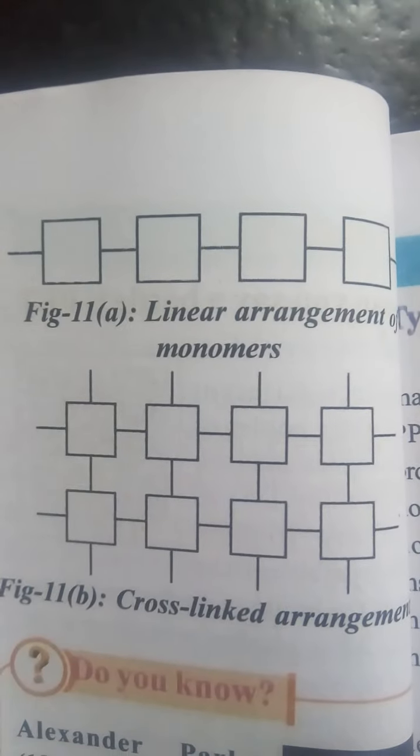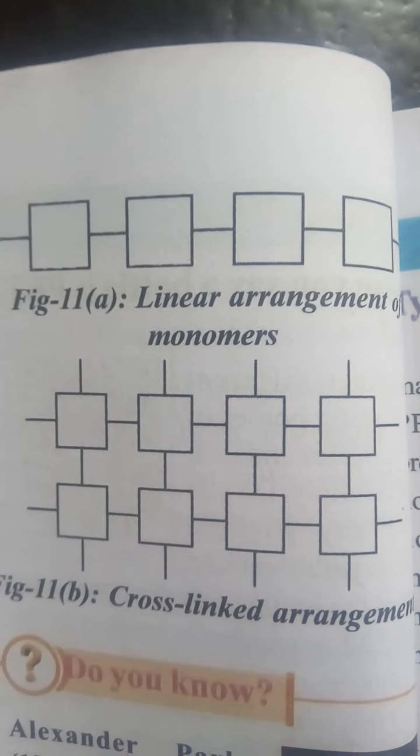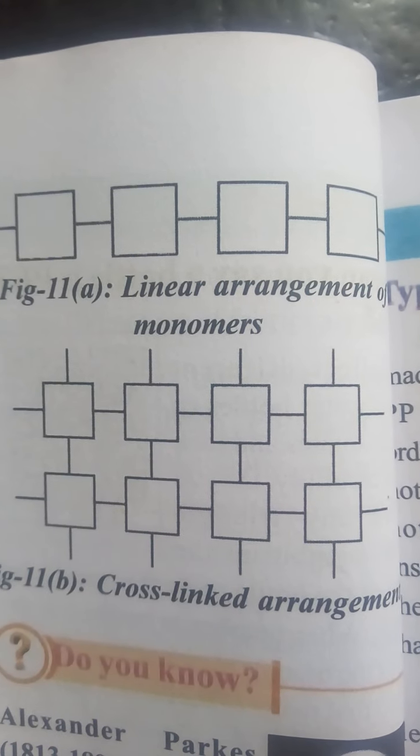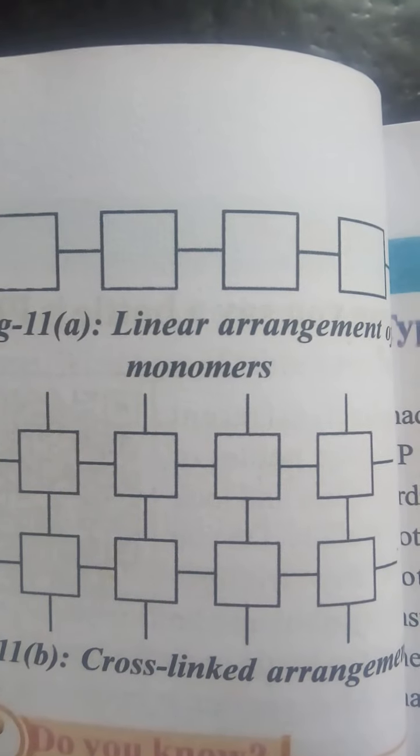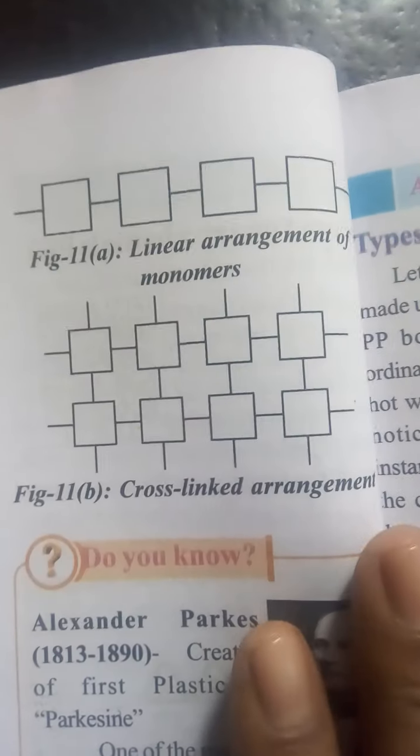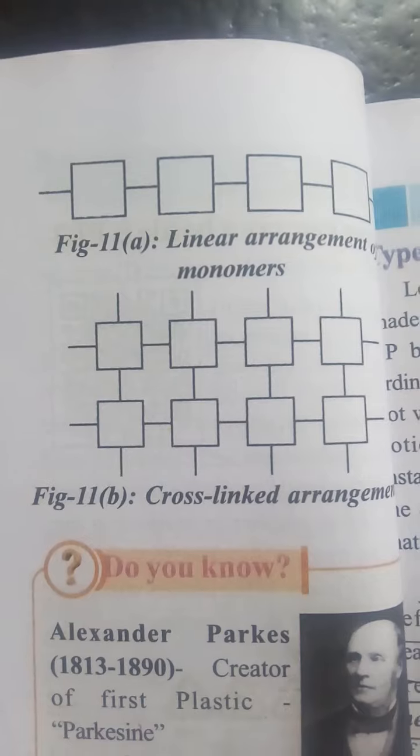See, plastic is also a polymer, like the many synthetic fibers we have studied so far. But the monomers in a plastic can be arranged in two ways, way one, way two. Plastics are available in different shapes and sizes. See, linear arrangement of the monomers, cross-linked arrangement of the monomers. These are the two different ways.